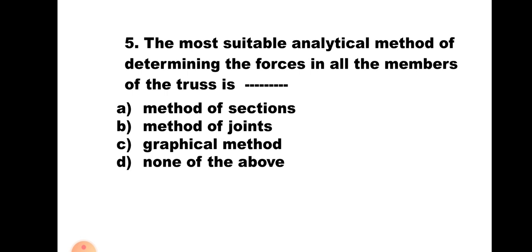Question number 5. The most suitable analytical method of determining the forces in all the members of a truss is A. method of sections, B. method of joints, C. graphical method, and D. none of the above. Now, if you want to find out the force in each member of a truss, you will have to take each joint separately by drawing a free body diagram, starting from a joint where there are not more than two unknowns, and then one by one you can solve the joints. Hence, the method of joints is the correct answer. Here, B, method of joints.